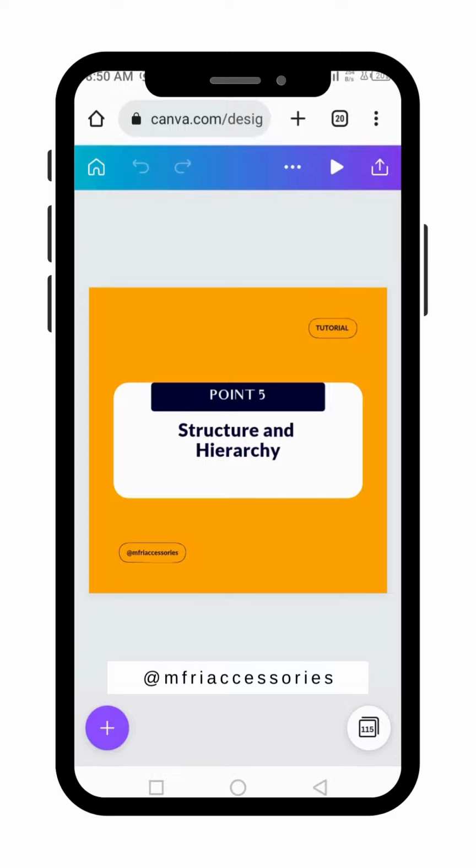Yes, so that's just what structure and hierarchy helps you do. It helps you make your reader focus on what you want them to focus on first. You are the one that is now ordering them indirectly with your positioning and also with your font sizes.